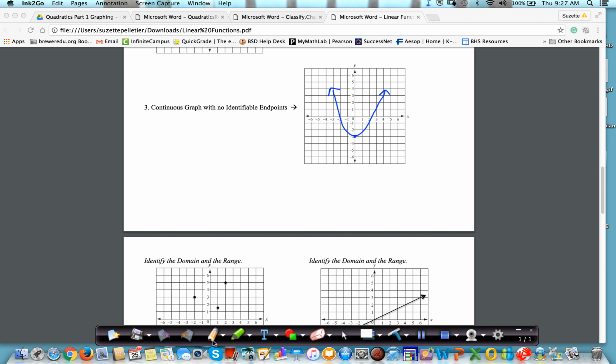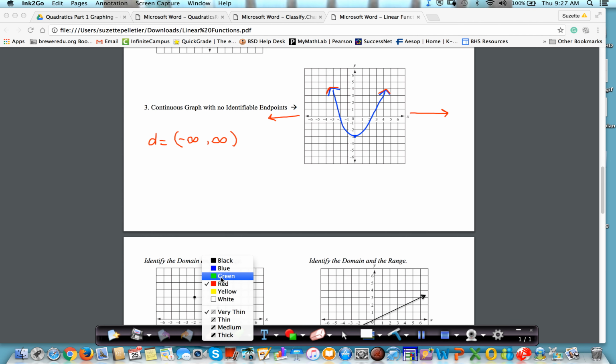So again, if I'm thinking about my domain, I'm thinking about my x values, and this means that it's going to go in this direction forever and ever. This means that it's going to go in that direction forever and ever. So the only way to indicate that it's going to go forever and ever in both directions is to say it's going to continue on toward negative infinity and positive infinity. Leave those open because I don't really know where they end.